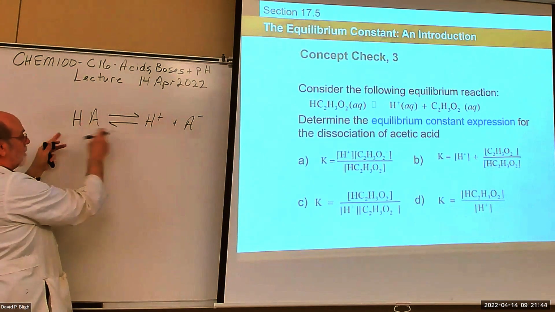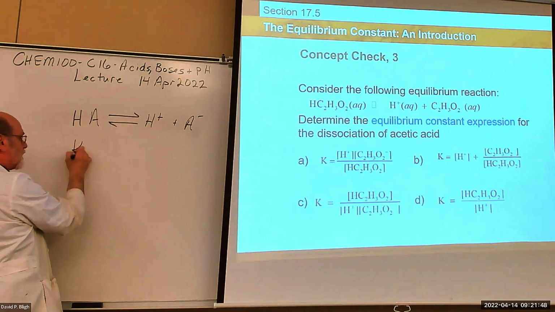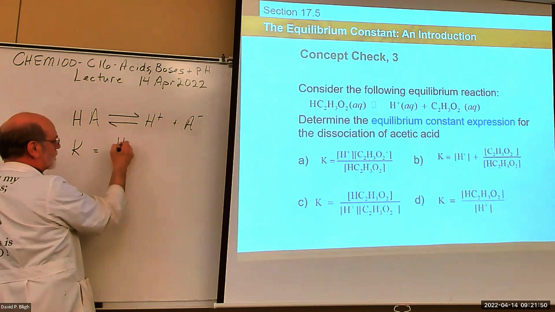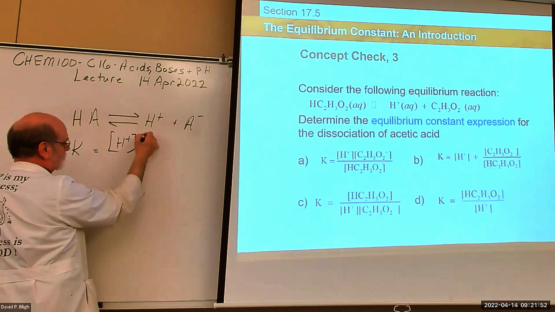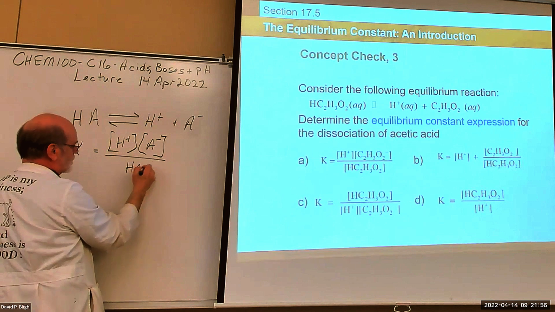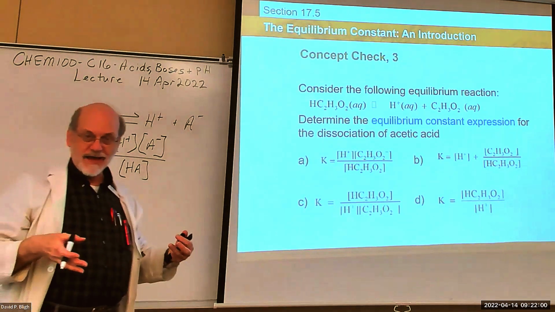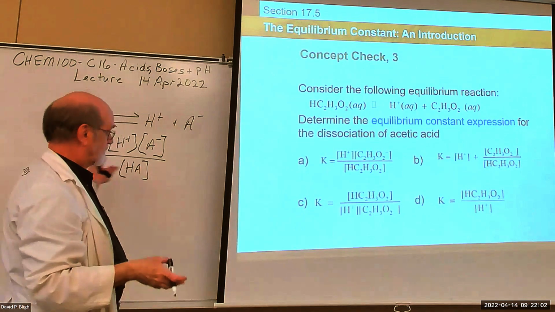Now, in this example, all the coefficients are 1. So if we write the K for this one, we just say that times that divided by that, for our generic acid equilibrium constant.